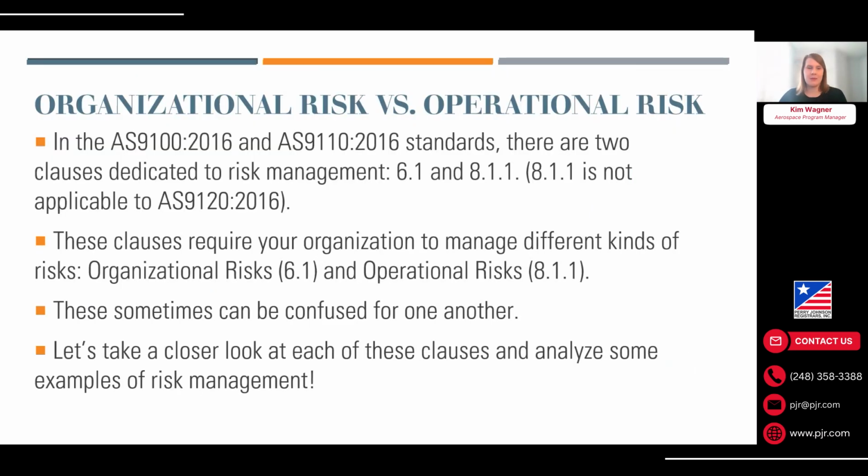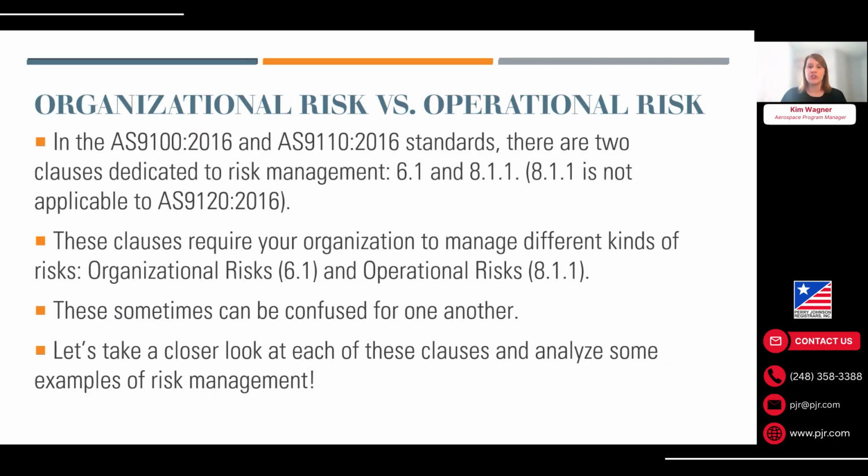All right. The next topic we have here is organizational risk versus operational risk. So in the AS9100 and 9110 standards, there are two different clauses dedicated to risk management. We have 6.1 and 8.1.1. Now, 9120 has 6.1. It does not have 8.1.1, so I just wanted to mention that. These clauses require your organization to manage different kinds of risks. There are organizational risks, which are addressed in 6.1, and then operational risks, which are addressed in 8.1.1. And sometimes these can be confused with one another.